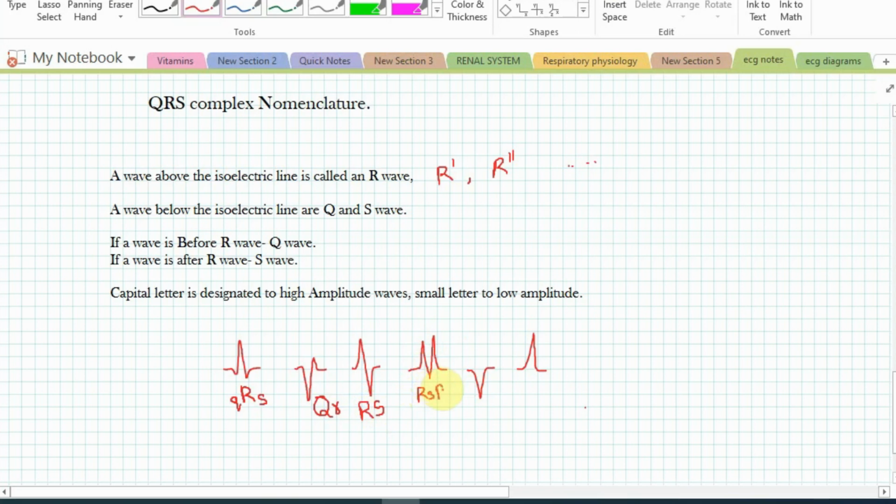Usually over here it's not necessary, but you will always see there will be an S. Sometimes it can also be above the isoelectric line, like this. Such a wave we call a notched R wave. And if you find a single wave which is at the bottom, this is called a QS, and a single wave which is at the top is called an R wave. So this is something regarding the nomenclature of QRS complexes.